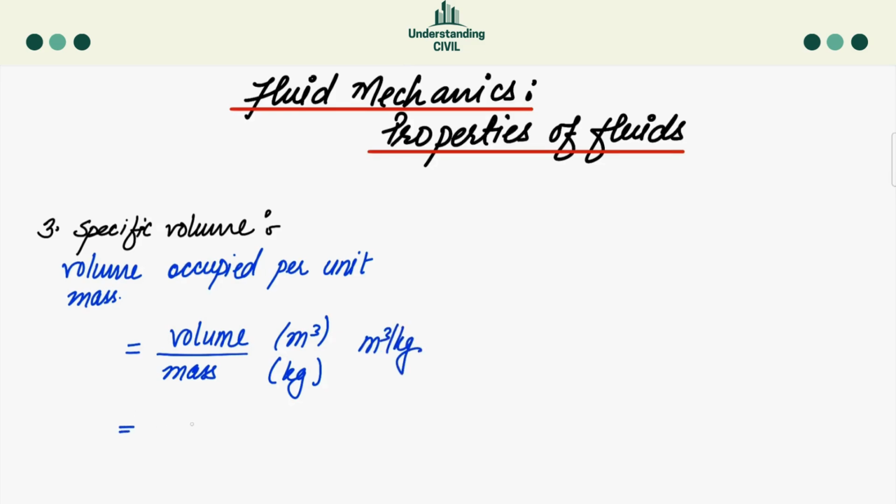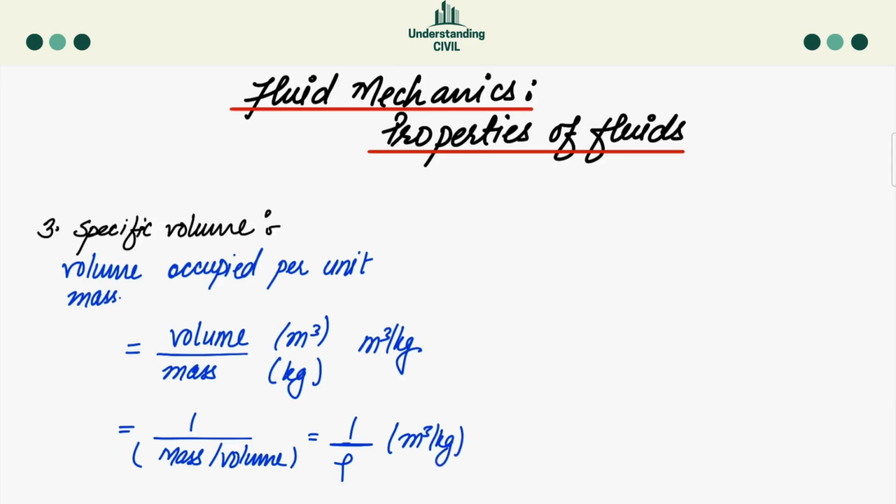If I tweak this formula a bit, I can write it as 1 upon mass upon volume. And we know what this is? This is 1 by rho. So the specific volume can be denoted by 1 upon rho, and the unit stays meter cube per kg.